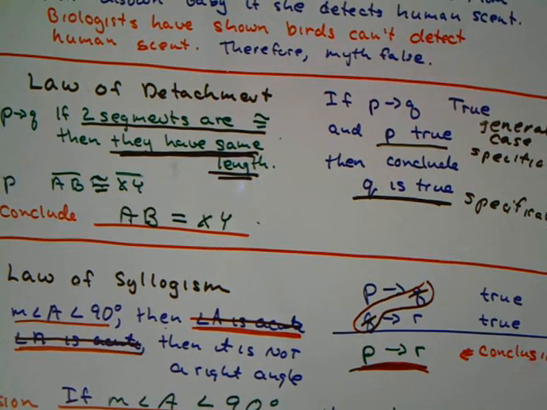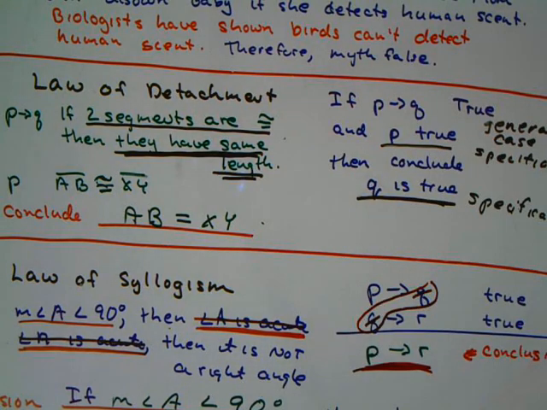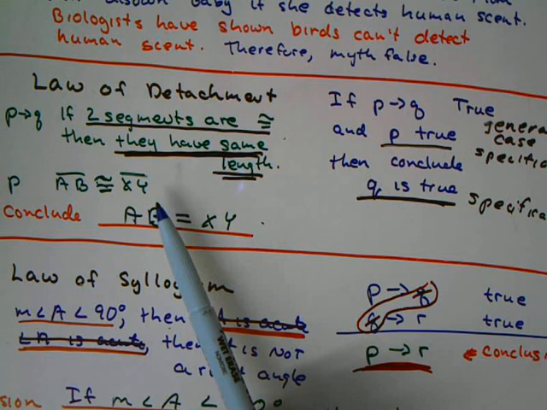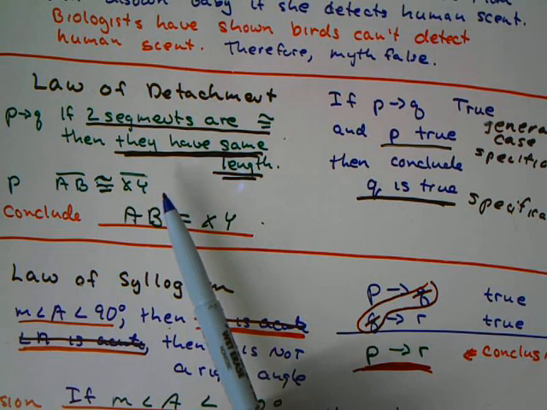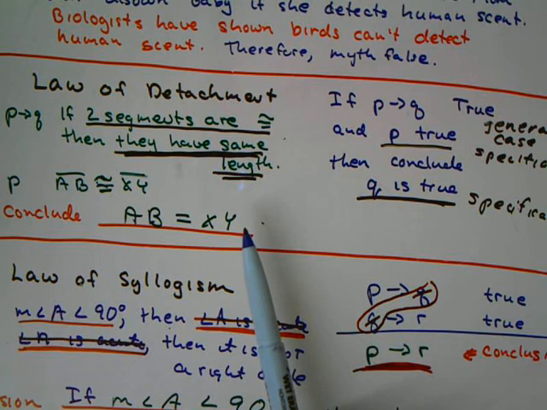Law of detachment. Start with a general case, P implies Q, and a specific P, like segment AB is congruent to segment XY. Then you can look at the conclusion in your general case and apply it to the specific case. The length from A to B equals the length from X to Y because congruent segments have the same length.